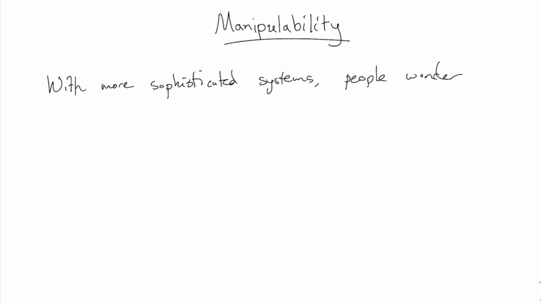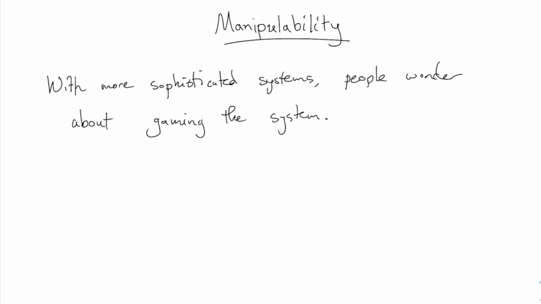Manipulability. This will come up if you ever try to talk to somebody about these systems other than the plurality, say the ranked choice, or the Borda, or whatever. How about with more sophisticated systems, people wonder about gaming the system. This is what I mean by manipulating the system, manipulability of the system. People wonder about gaming the system.